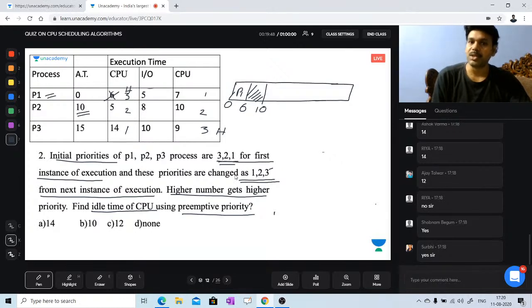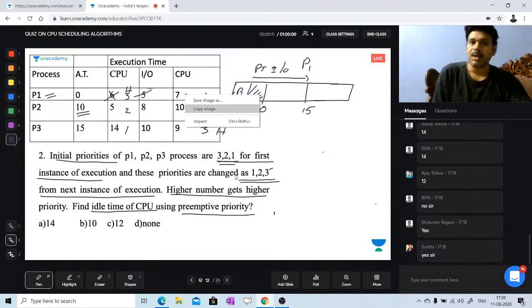Once P1 completes, it enters into IO. So this is your P1 IO. It comes back after 5 units, so you guessed that exactly at 15 P1 will wake up for the second execution. So this is also done. Now you see exactly at 10 the other process has come, only one process is there, that is P2. P3 has not yet arrived.